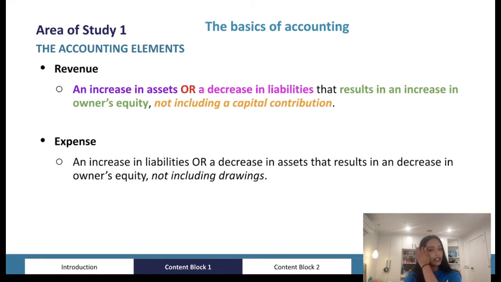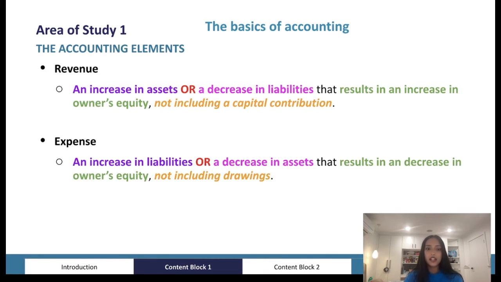And then we have an expense, which is almost the opposite of a revenue. It's an increase in liabilities or a decrease in assets that results in a decrease in owner's equity, not including drawings. So once again, like a revenue, it'll either be an increase in liabilities or it'll be a decrease in assets. It can't be both.